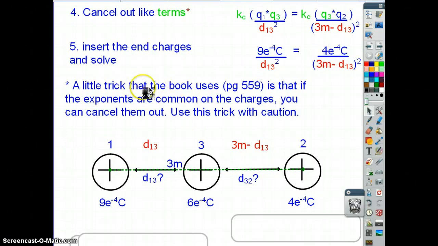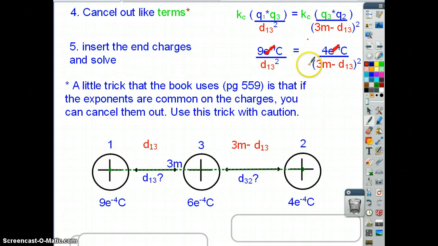There's even a trick. Here's this little asterisk. If you look in the sample problem, if these exponents are the same, if you are comfortable with doing this, you can cancel even the exponents. Now, if that makes you nervous, if that makes you uncomfortable, don't do it. Keep them in there. But now, if you really look at it, it's 9 over d squared is equal to 4 over (3 minus d) squared. That seems to me to be something very, very solvable for you.